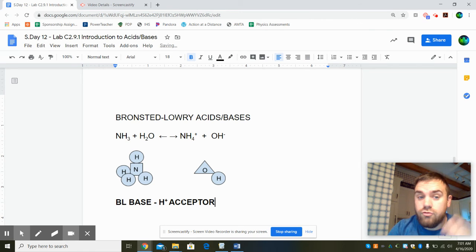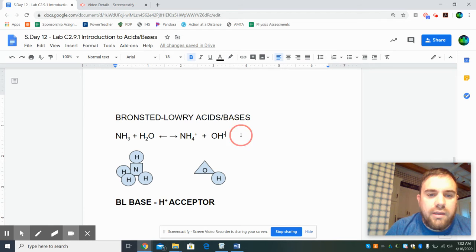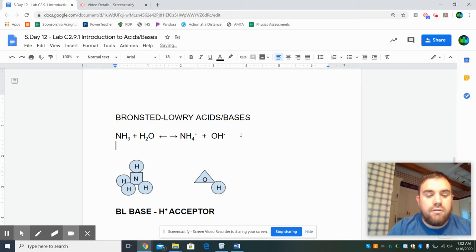It accepts hydrogen. So that would imply that maybe something like hydrochloric acid, on the other hand, is the opposite. So let's just look at hydrochloric acid and let's see if we can define it in terms of Bronsted-Lowry terms. So let's just say we're reacting that with water here to form.